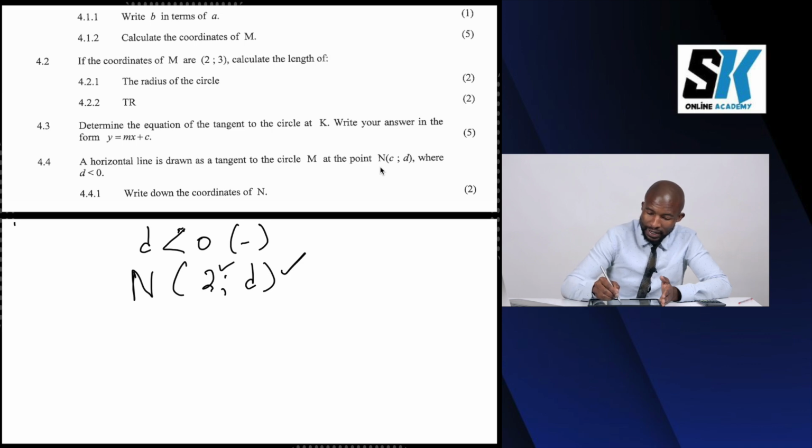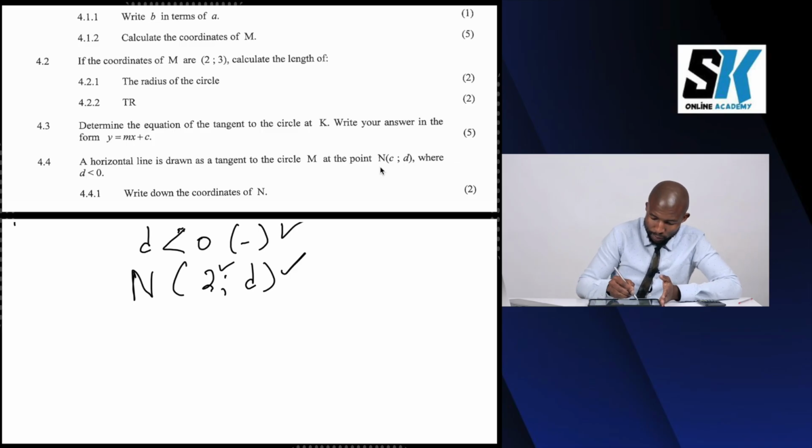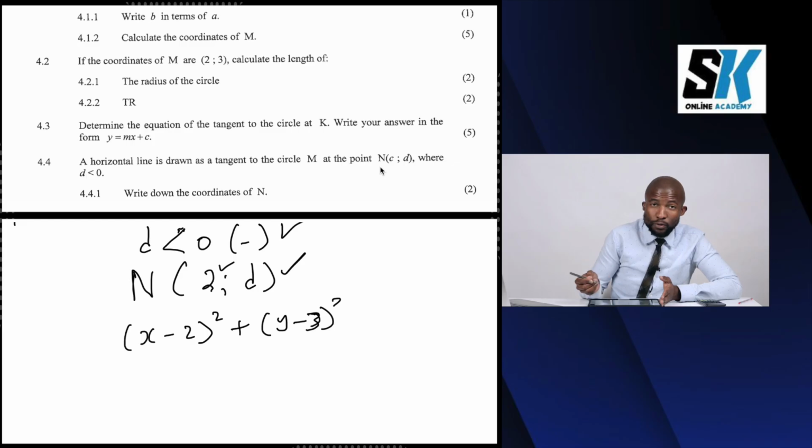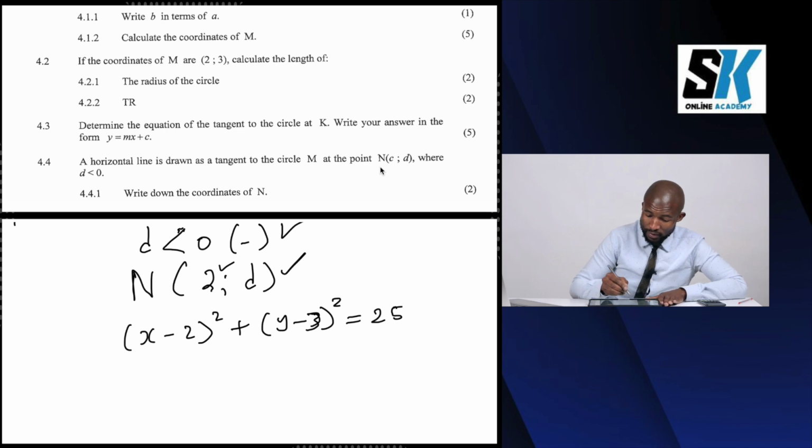Then we must find it to be a negative value, since they told us that the d value has to be less than 0. So our equation, if we remember, is (x minus 2) all squared plus (y minus 3) all squared equals 25. We are looking for that d value, which has to be a negative value.